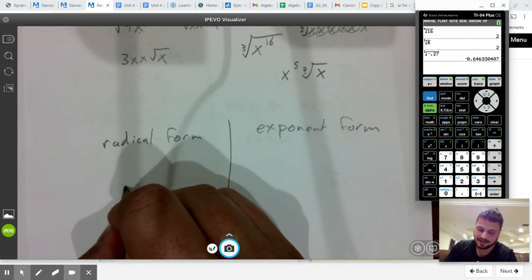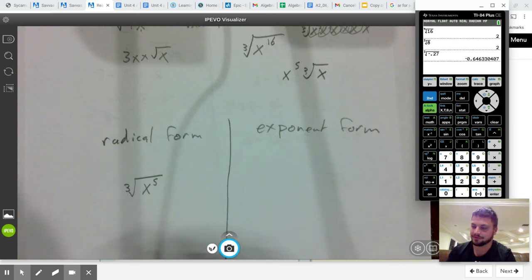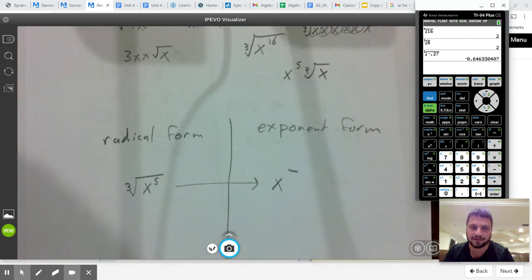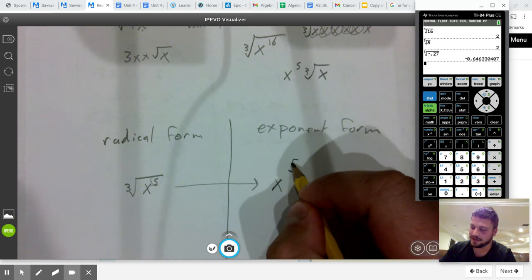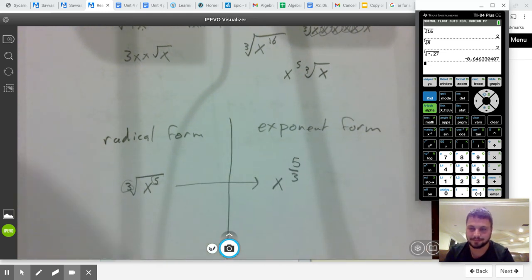If I had the cube root of x to the 5th, when you're writing this in exponent form, what this is going to do is make my exponent a fraction. The exponent is the numerator, the root number is the denominator every single time. Every single time.